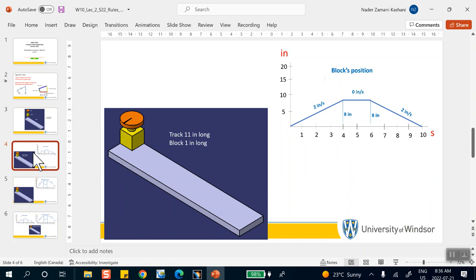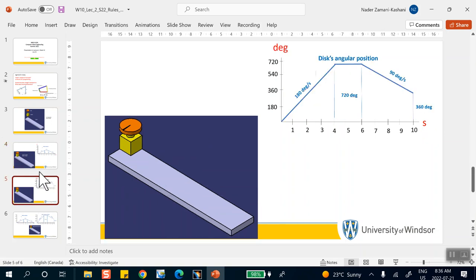You have to write a few lines of code. And you can see why: if time is less than 4, velocity is 2. If time is between 4 and 6, velocity is 0. If time is bigger than 6, velocity is negative, so it goes backwards. Same thing with the propeller. You can have a situation like that.